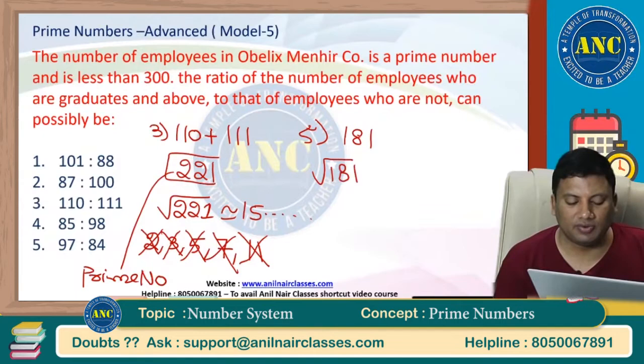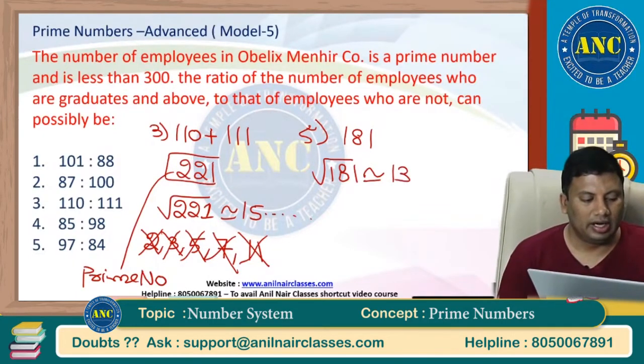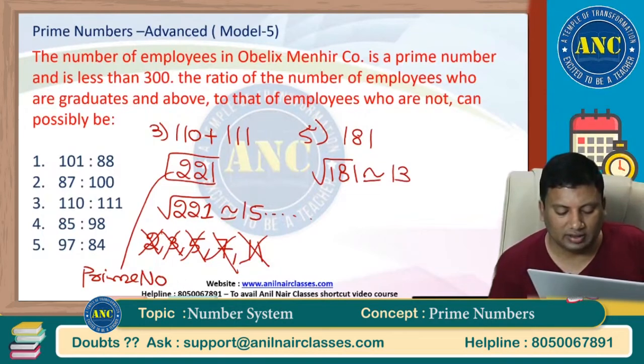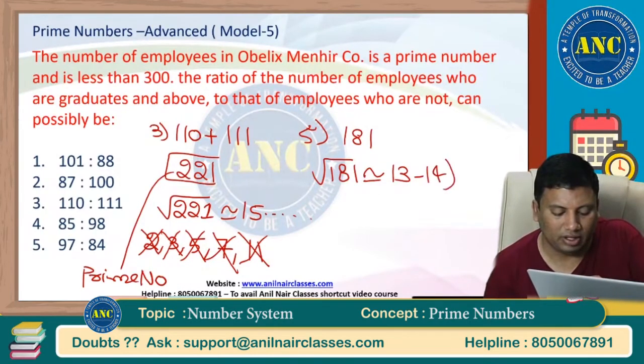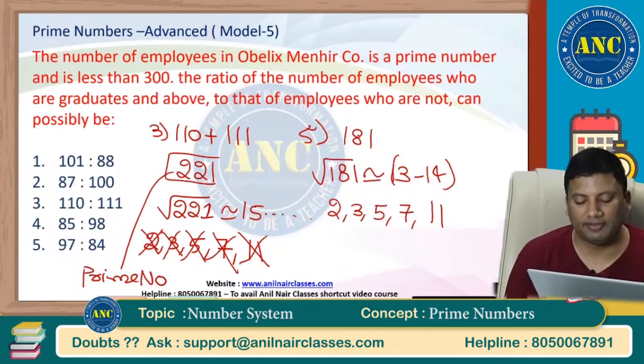14 square is 196. It is closer to 13, between 13 and 14. Now if you see here, what are all the prime numbers less than 13? 2, 3, 5, 7, 11.